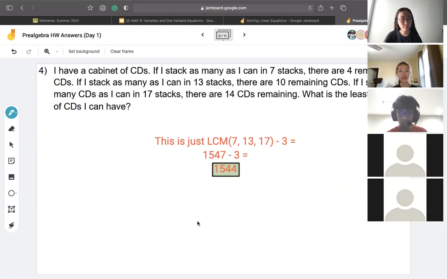So we're seeing a couple of 1,554s, but the actual answer is 1,544, because here it's similar to the last question, but this time you are subtracting instead of adding. If you can see, for example, for the 7 stacks, there's 4 remaining, which means you need 3 more. 7 minus 4 is 3 to get another full stack. So you find the LCM of those 3 numbers they give you, and then you subtract 3, which gives you 1,544.